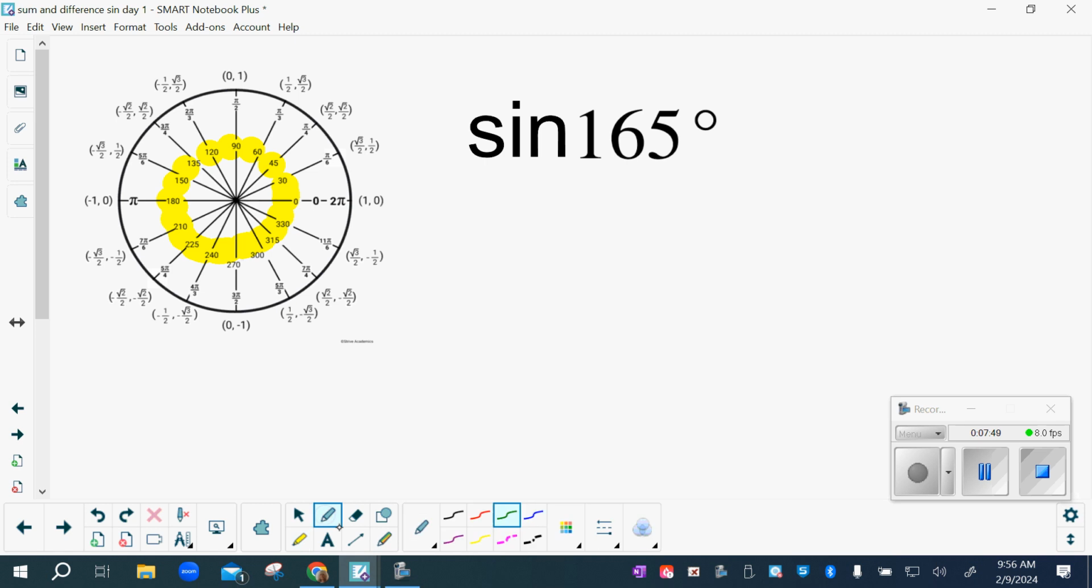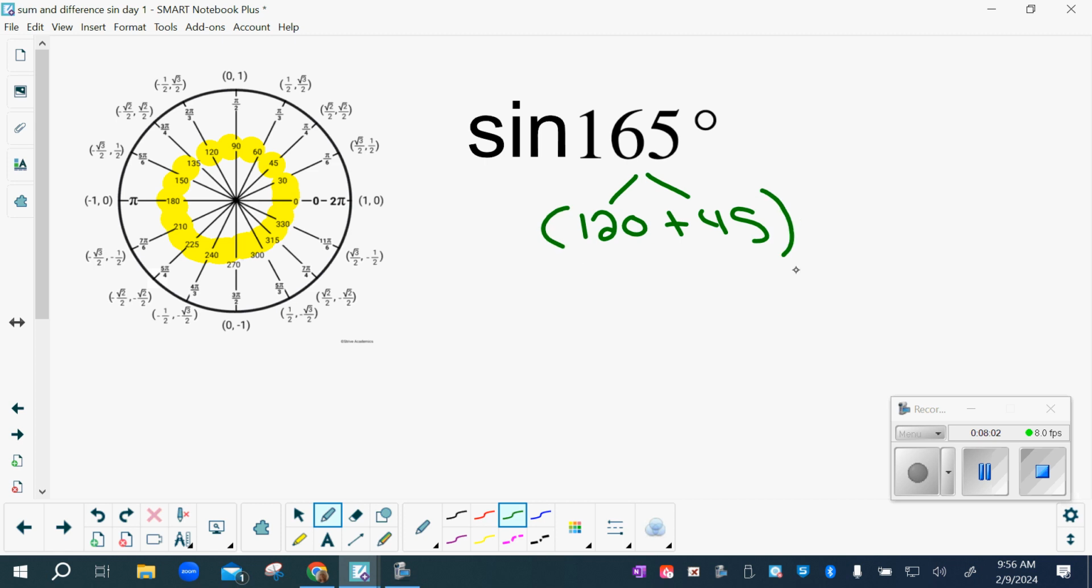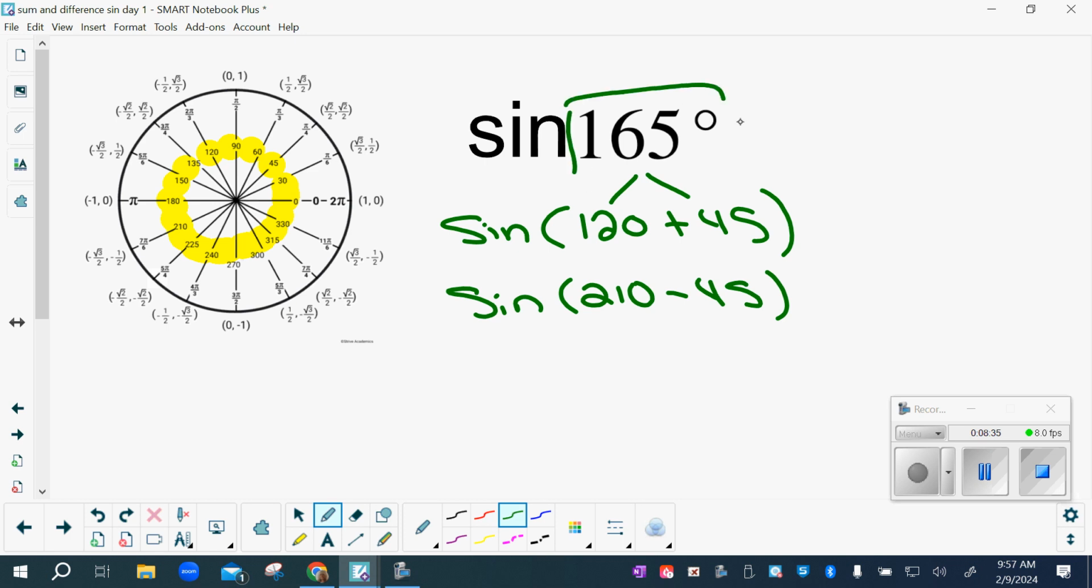So let me give you some options here. I like adding, so if I was doing this one, I would split it into 120 plus 45, because I am an addy kind of girl. But you could also have said 210 minus 45. It doesn't matter. You're going to get the same answer. You do you. But I like the adding ones when I can. So I'm going to do this one as an addy one. So step one is to break this guy apart.